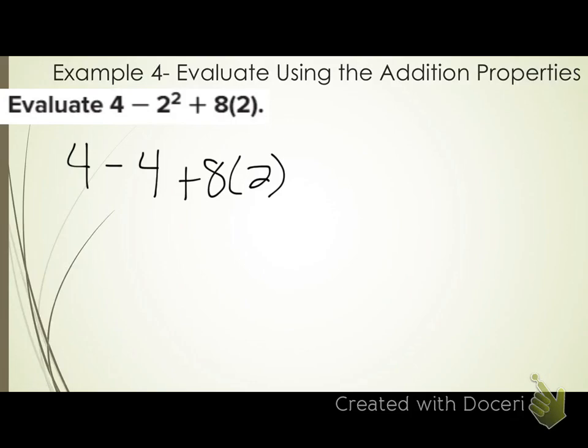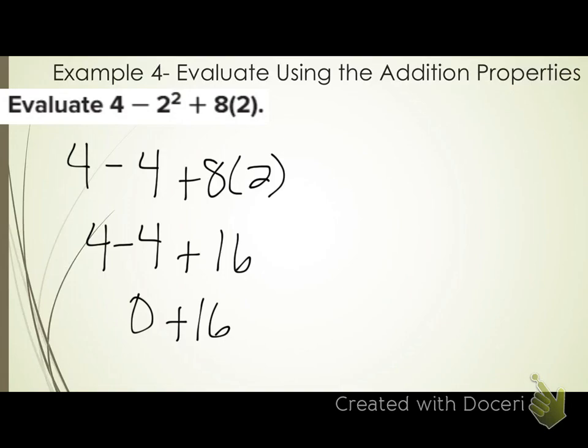Okay. What would you do next? Multiplication. What's 8 times 2? 16. What would come next? The subtraction or addition? Left to right. Addition and subtraction are lumped together. So I do it all from left to right. What's 4 minus 4? 0.